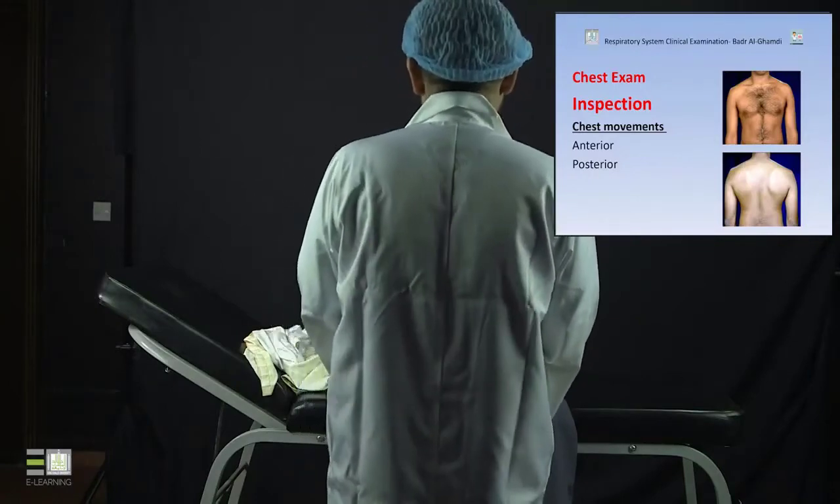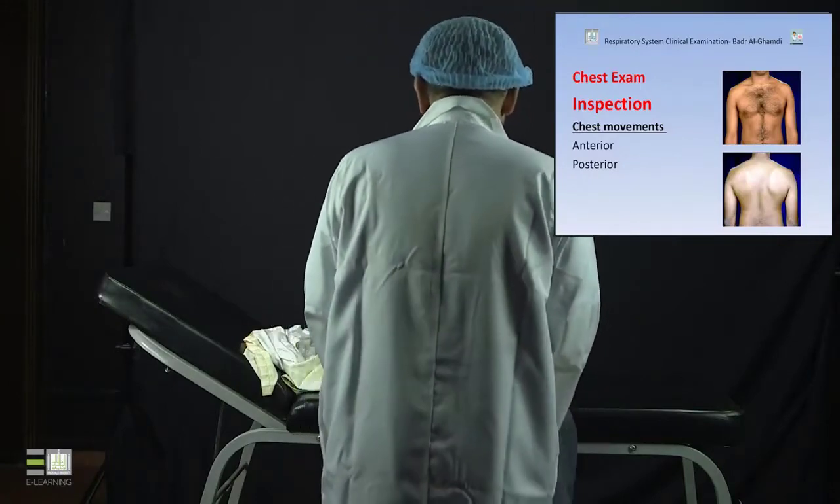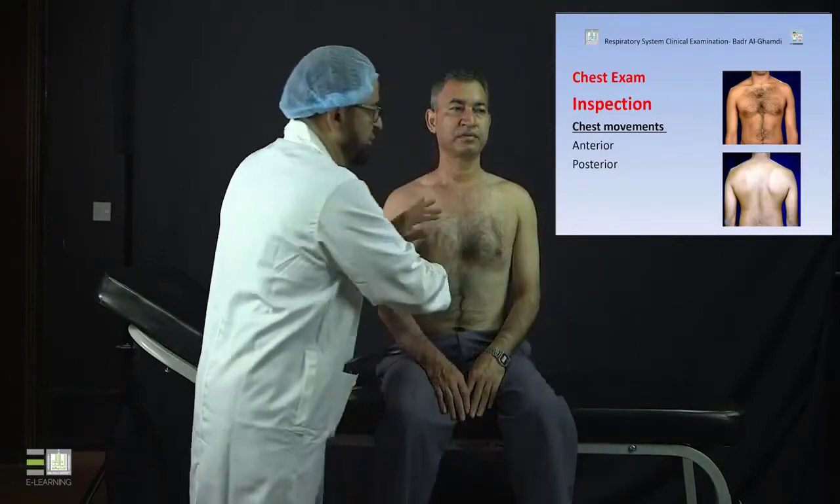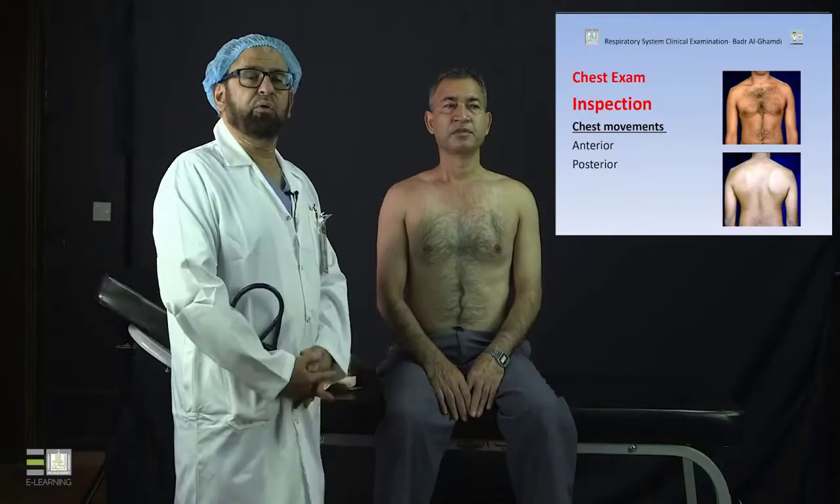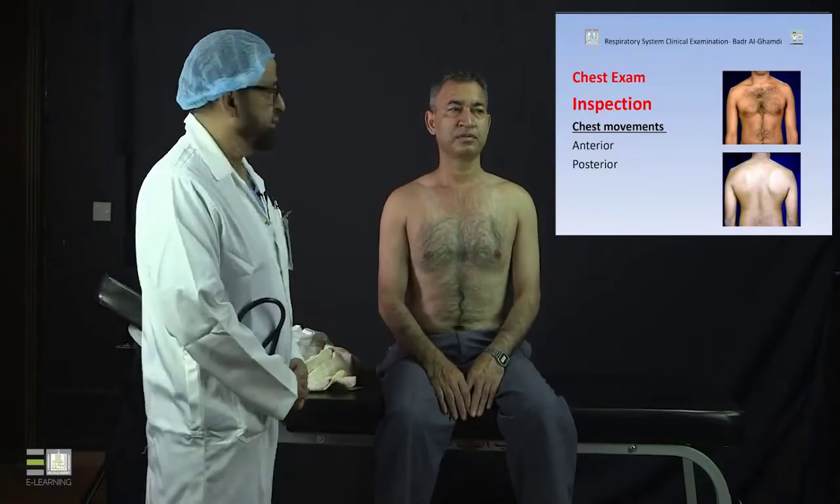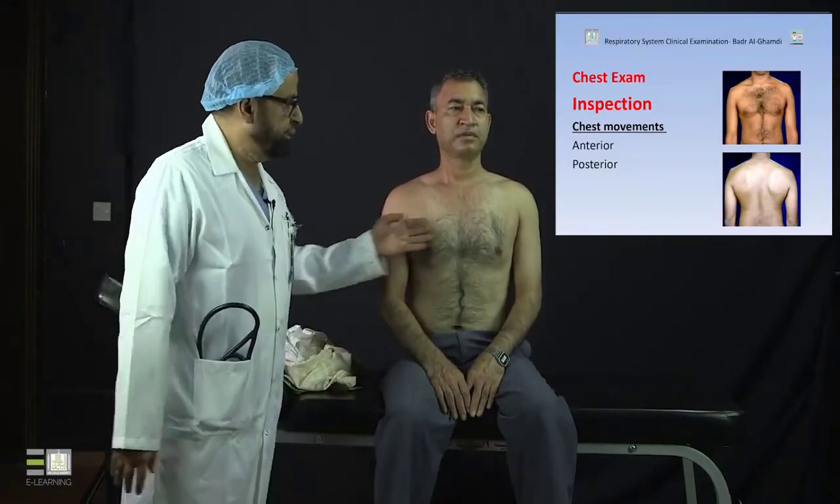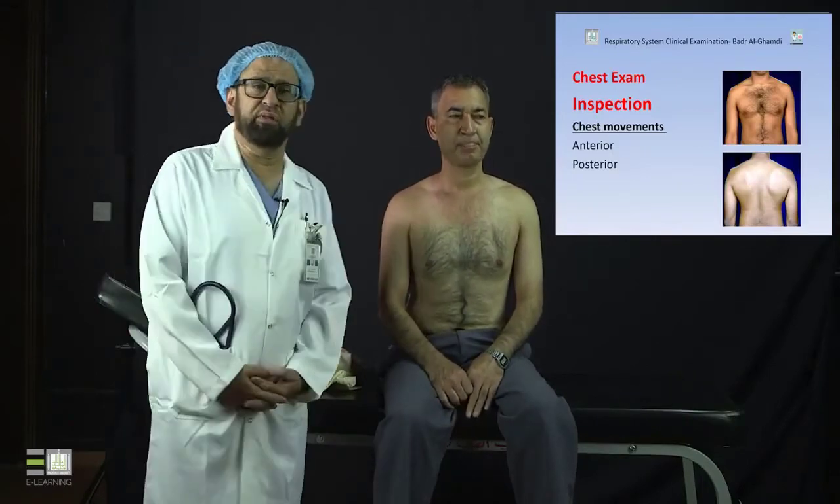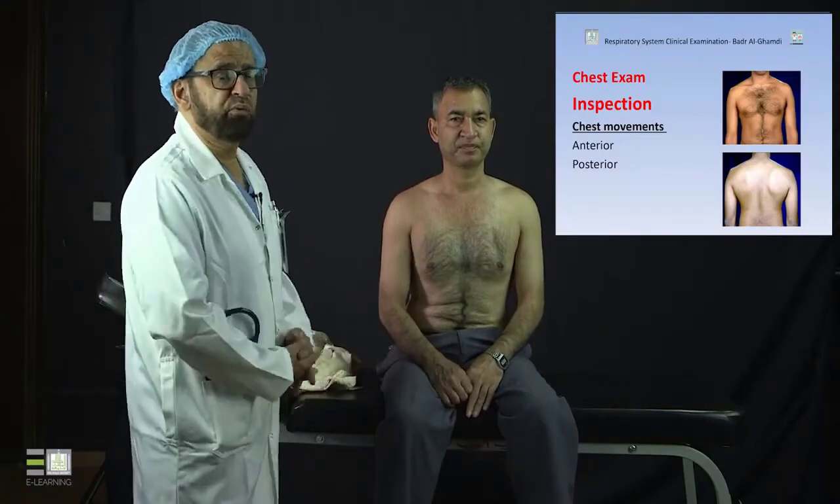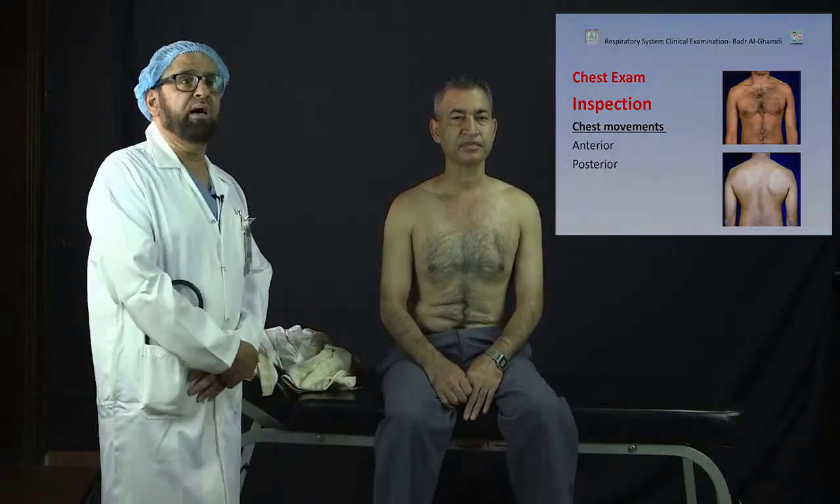Okay. So you see the chest moves with breathing, and you look carefully for whether it is symmetrical or not. If you see it again diminished here or there, then you make your comment. So this will finish the inspection. Then you start to do next, which is the palpation.